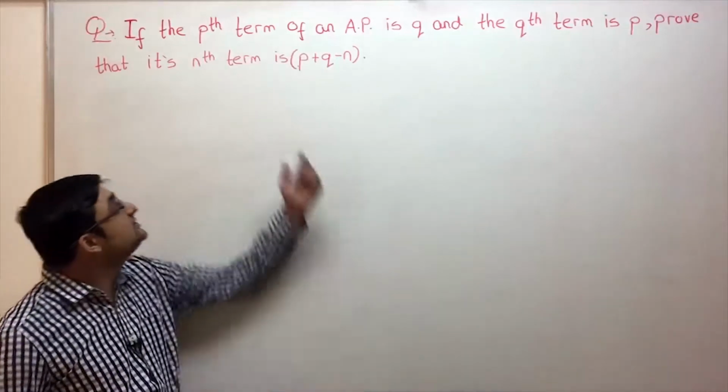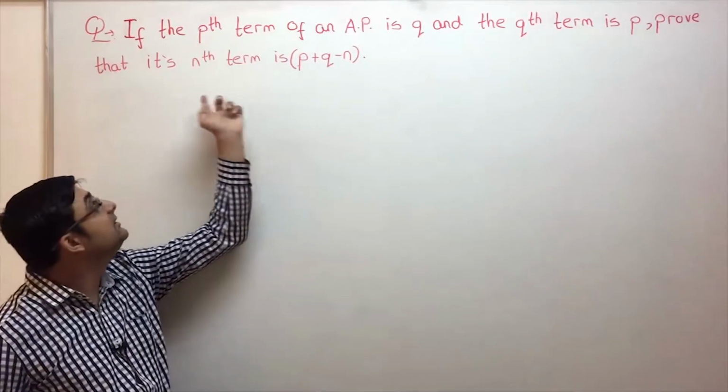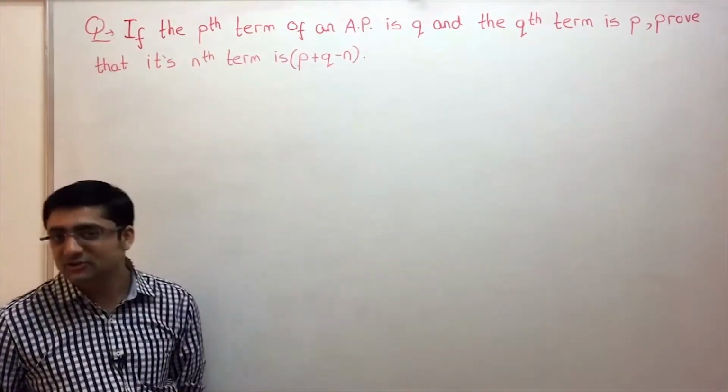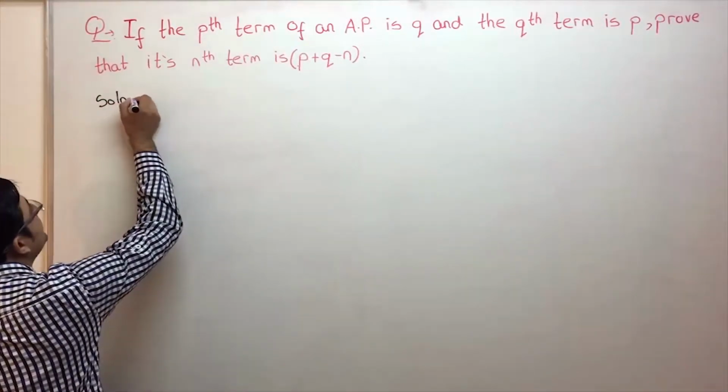So let's read the question. If the pth term of an AP is Q and the qth term is P, prove that its nth term is P plus Q minus N. So let's begin. The first step is to write down what is given to you.